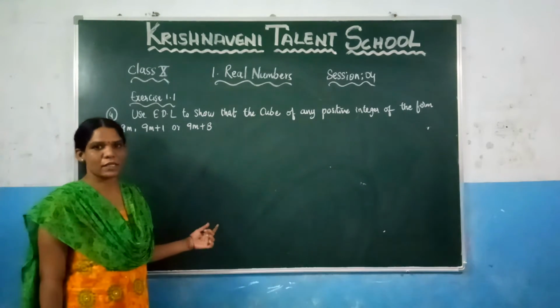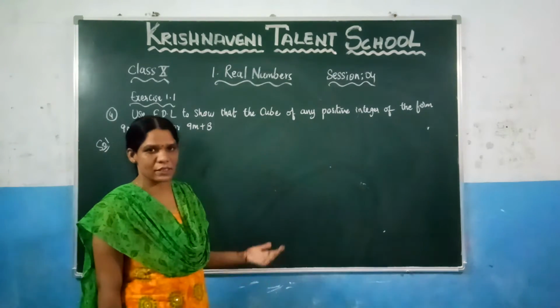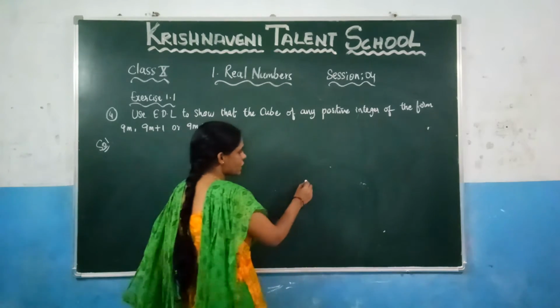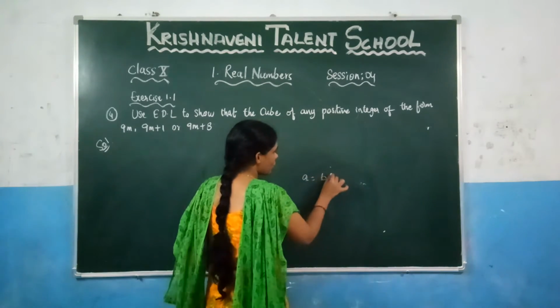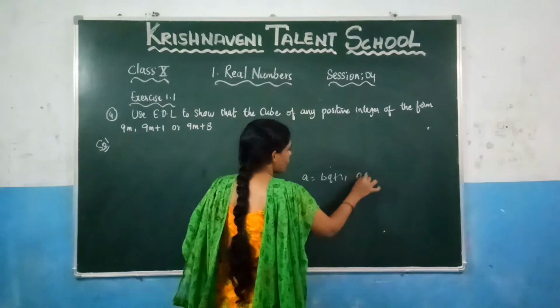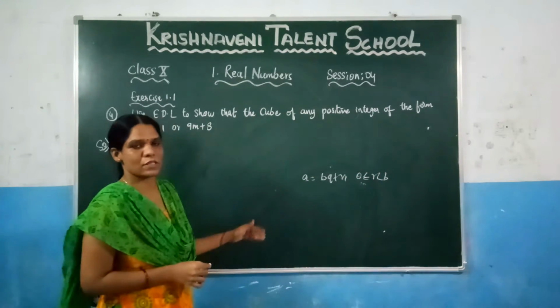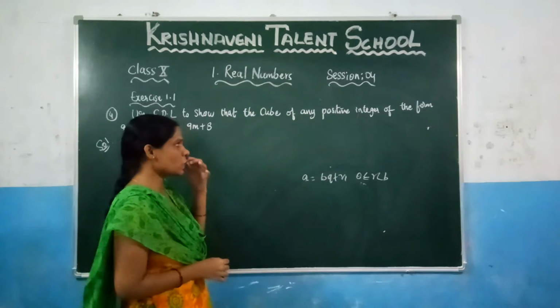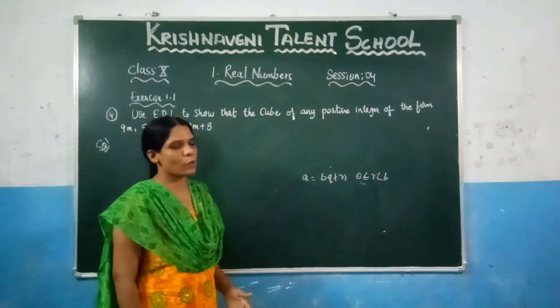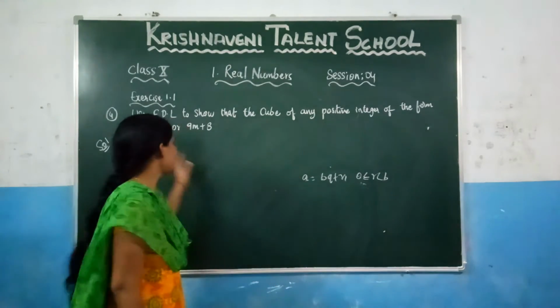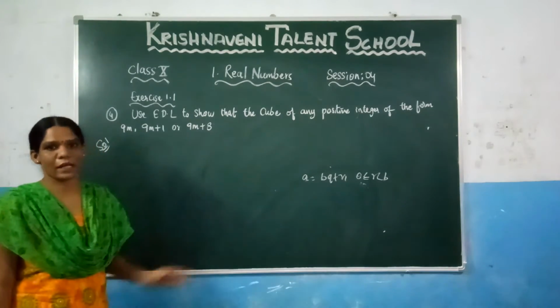What it states: if you are given any two integers a and b, you can write them in the form a is equal to bq plus r, where 0 less than or equal to r less than b. This is Euclid's division lemma. By using that, you need to prove here that the cube of any positive integer is of the form 9m, 9m plus 1 or 9m plus 8.